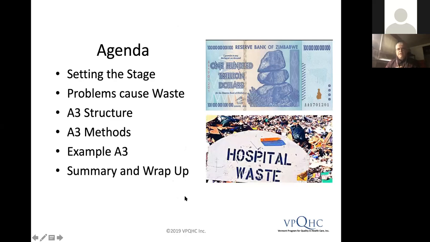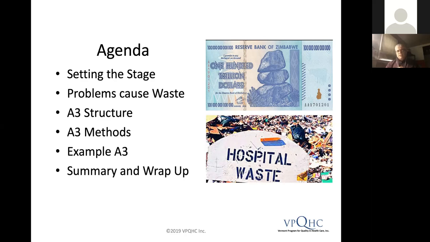So the agenda for today, we're going to talk a little bit about setting the stage, and by that I mean putting together the context of where A3s came from, what they're useful for, those kind of things. We're going to look at problems, and specifically problems that cause waste. We've been trying to align everything that we do recently with the IHI's latest initiative on the $1 trillion checkbook and the call to action for reducing waste. This is one of the tools that you can use to be able to do that.